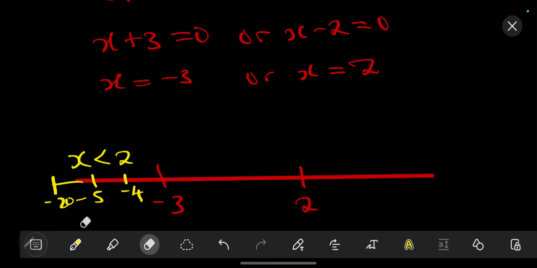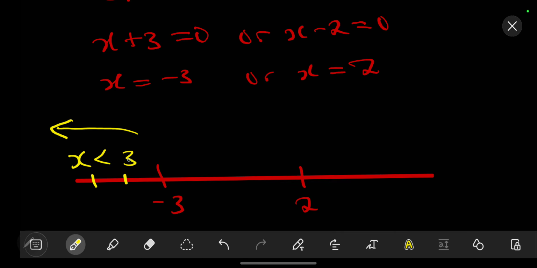So in other words, all the values that are this side, that are on the left of -3, are less than your critical value, your smallest critical value, which is our -3, like that.